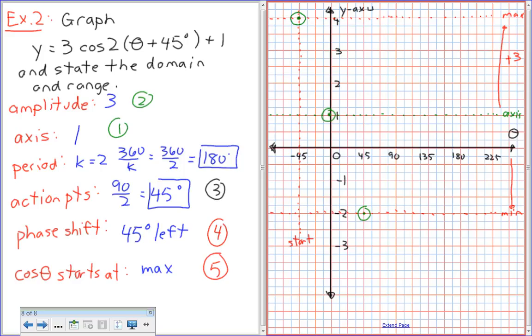What's the fourth point going to be? 90 and 1. Okay, so you're just going to keep on going up. 90 and 1. Then 135 and 0.